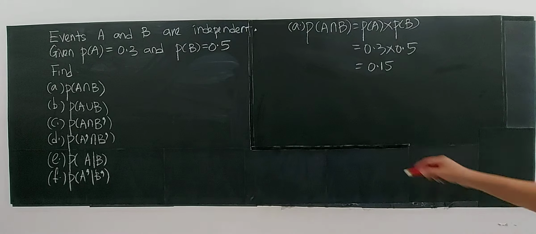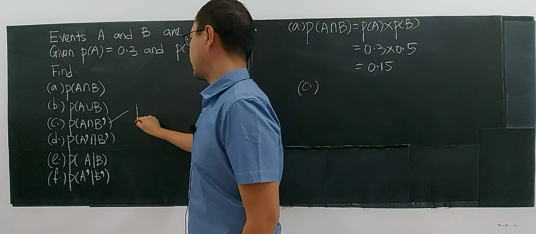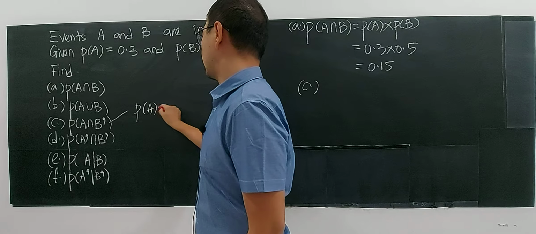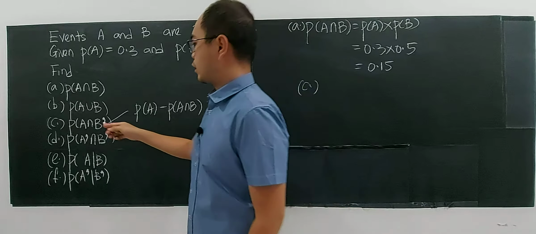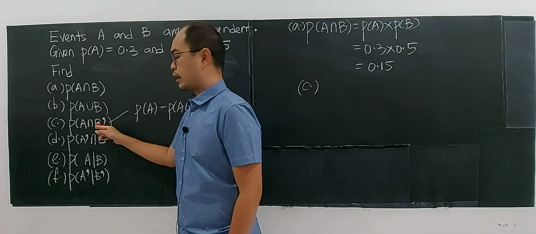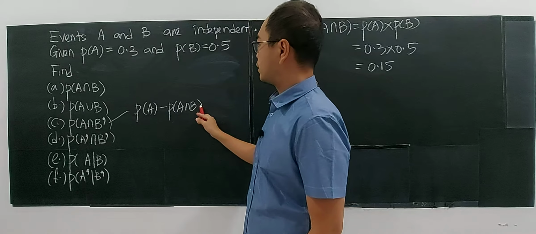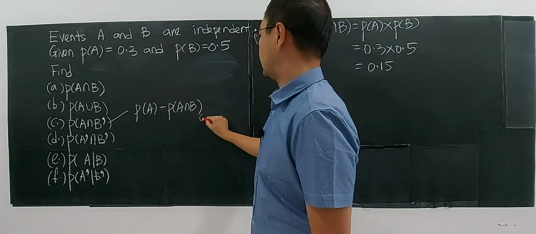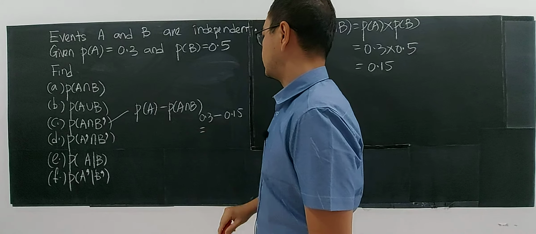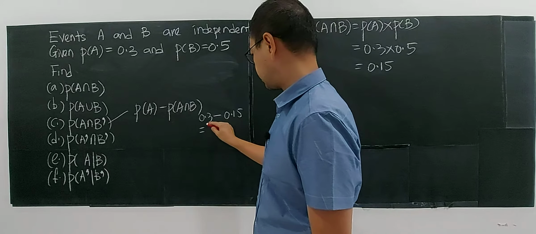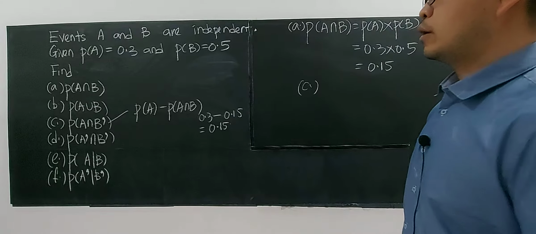Let's continue with part C. You can apply two formulas. You can apply the formula of probability of A minus probability of A intersect B. You can apply this formula because you want A, but you don't want the part shared with B. Refer to the video talking about this formula: P(A) minus P(A intersect B). Just take 0.3 minus 0.15, and you are getting 0.15.